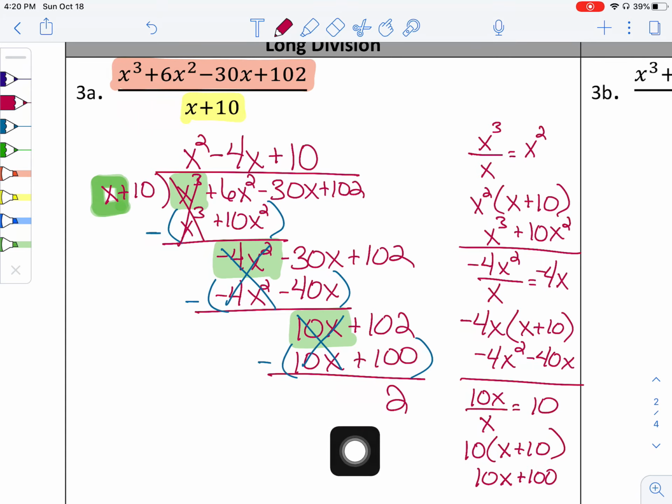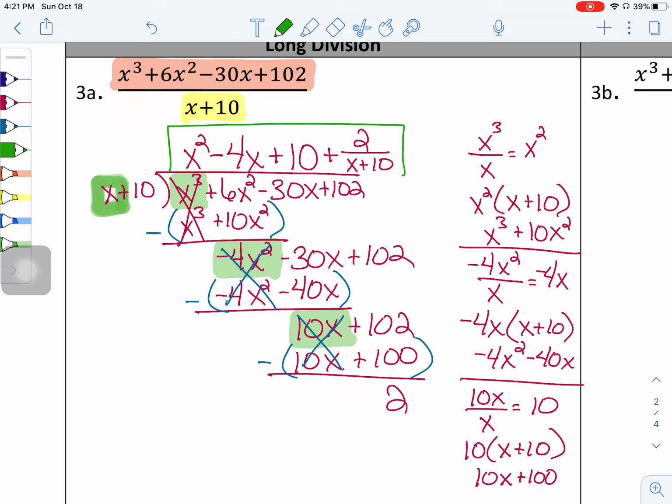So this is a positive 2. So we're going to do plus 2 over the pieces that you were dividing by. And in this case, we were dividing by x plus 10. So x plus 10. So your answer to problem number 3, part A, using long division is x squared minus 4x plus 10 plus 2 over x plus 10.